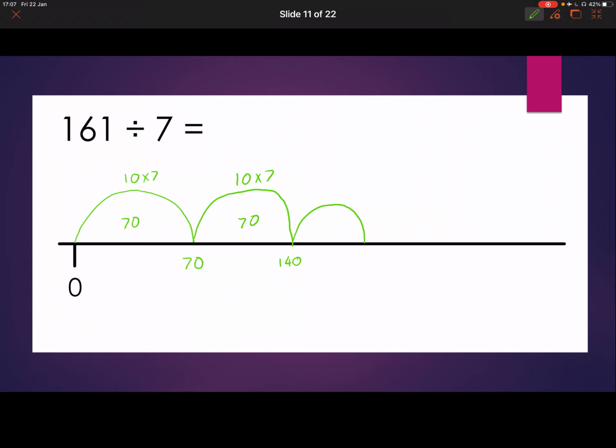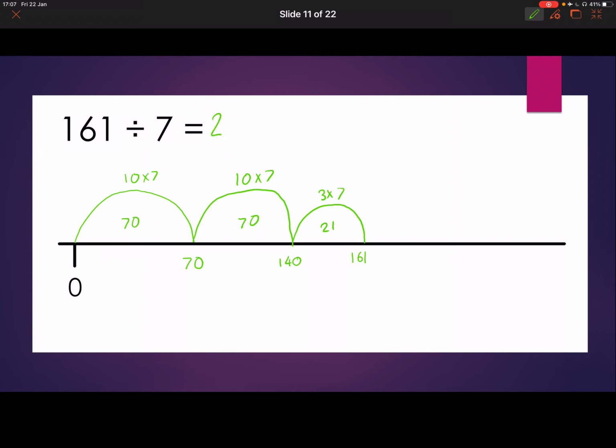Okay, 140, 150, 160, 20, and another one, 21. I need to get 21 more out of this jump. Well, how many 7s make 21? Well, hang on a minute, that's 3, isn't it? 3 7s, 7, 14, 21, yeah. 3 jumps of 7. So I jumped 10, and another 10, and another 3.